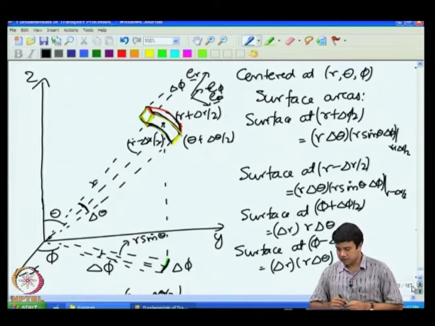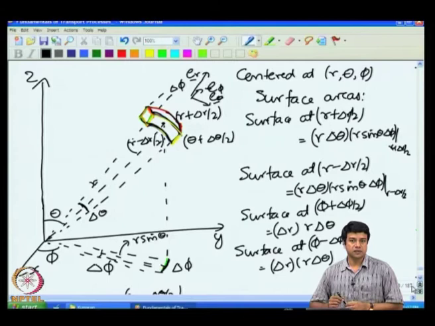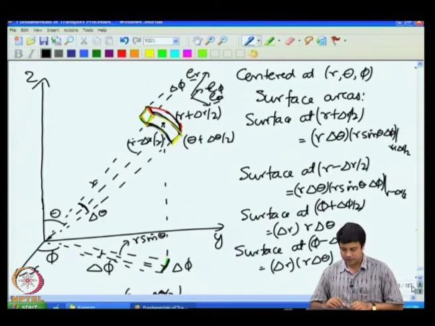And these surface areas do depend upon coordinates. Note that theta and phi are angles. They do not have dimensions of length, whereas in order to get a volume, you have to multiply 3 lengths. And because this angle does not have dimensions of length, you have to actually take the actual length dimension along each of these directions.